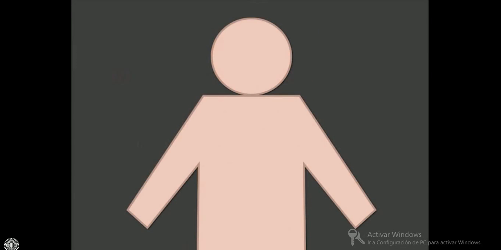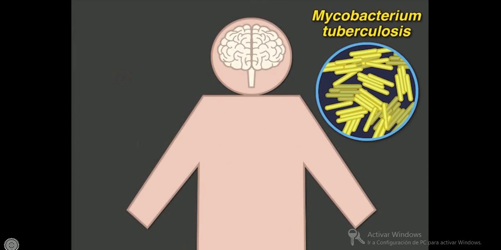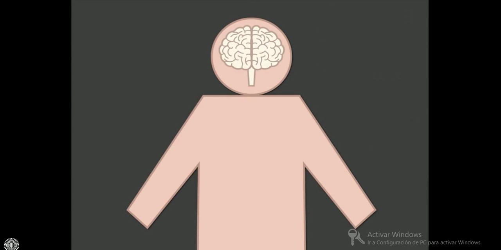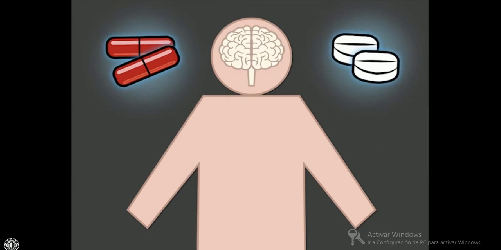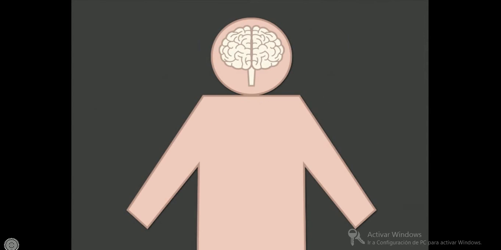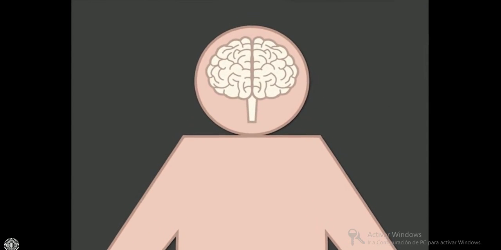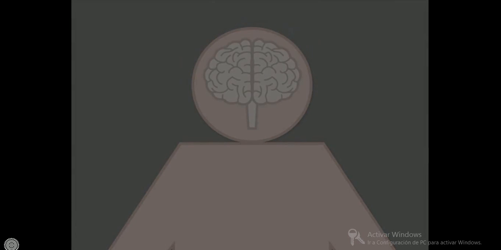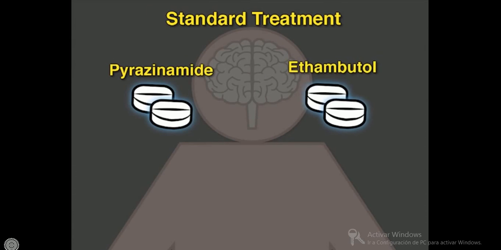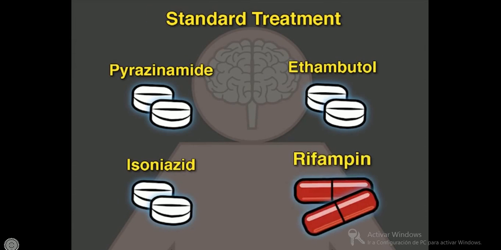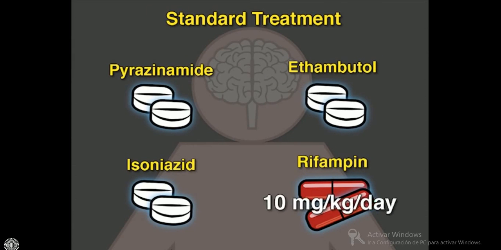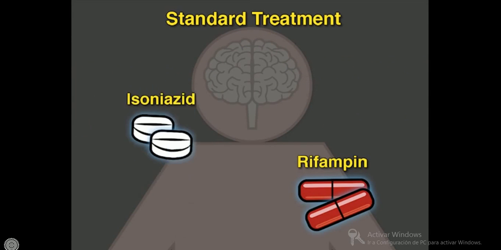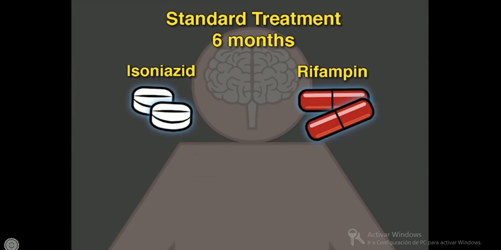Tuberculous meningitis is a serious bacterial infection of the cerebrospinal fluid, and up to 1/3 of patients die despite treatment. Therapy for tuberculous meningitis is based on data for pulmonary tuberculosis, but the standard treatment may not achieve sufficient drug concentrations in cerebrospinal fluid. The standard treatment consists of pyrazinamide, ethambutol, isoniazid, and rifampin at 10 mg per kilogram per day for 3 months, followed by isoniazid and rifampin for 6 months.